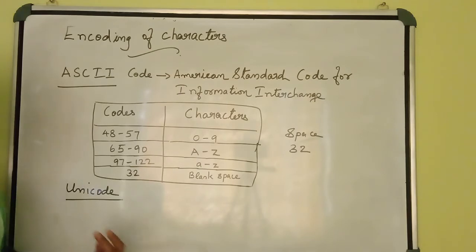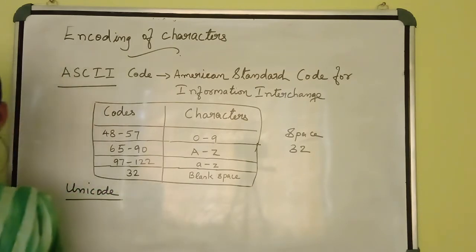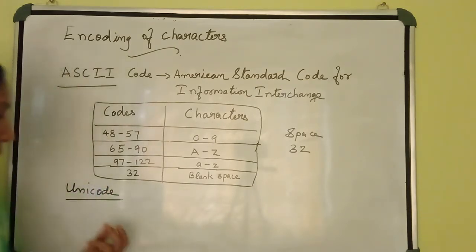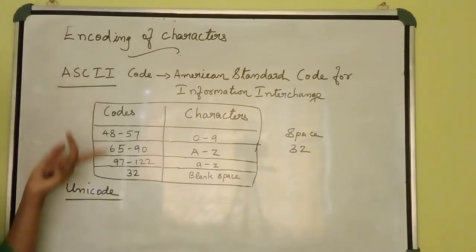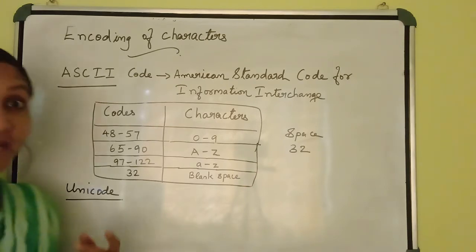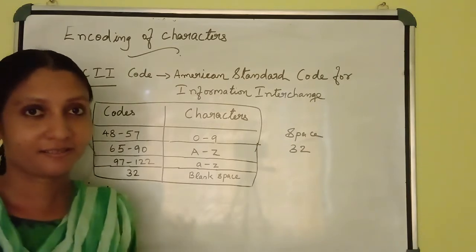And we have more characters. We can represent more characters using Unicode, about 137,000, covering different languages and different scripts. Now we are studying only ASCII, but you should also know about the Unicode encoding system. I think you all understood about these different types of encoding systems.